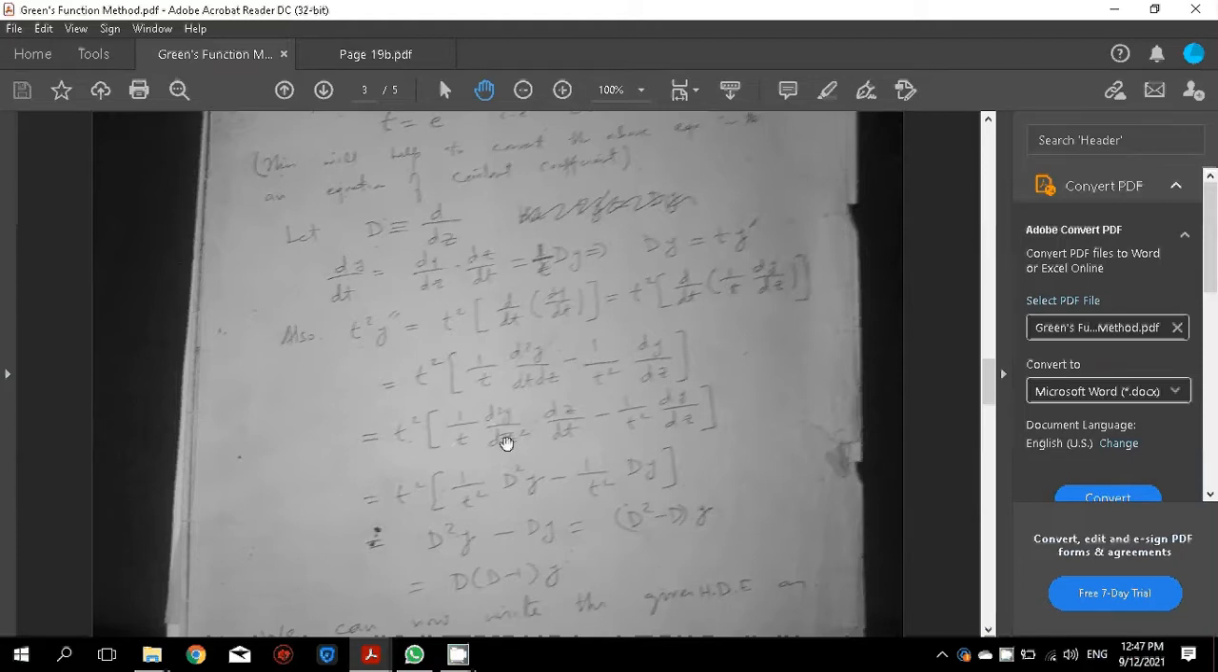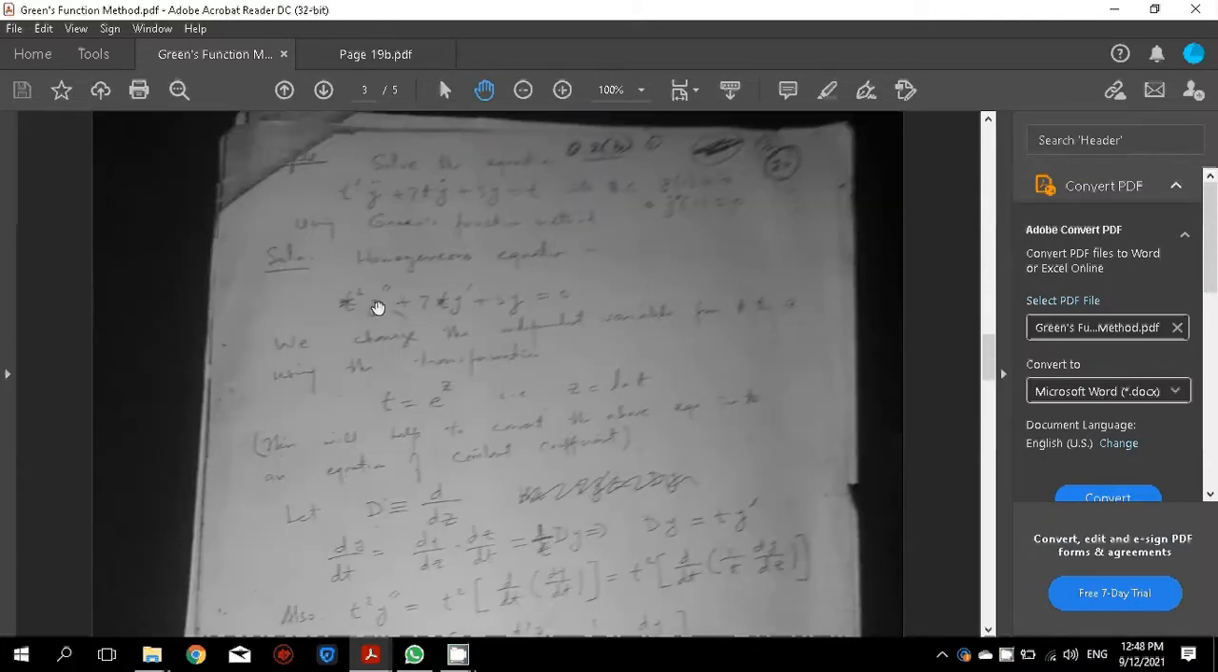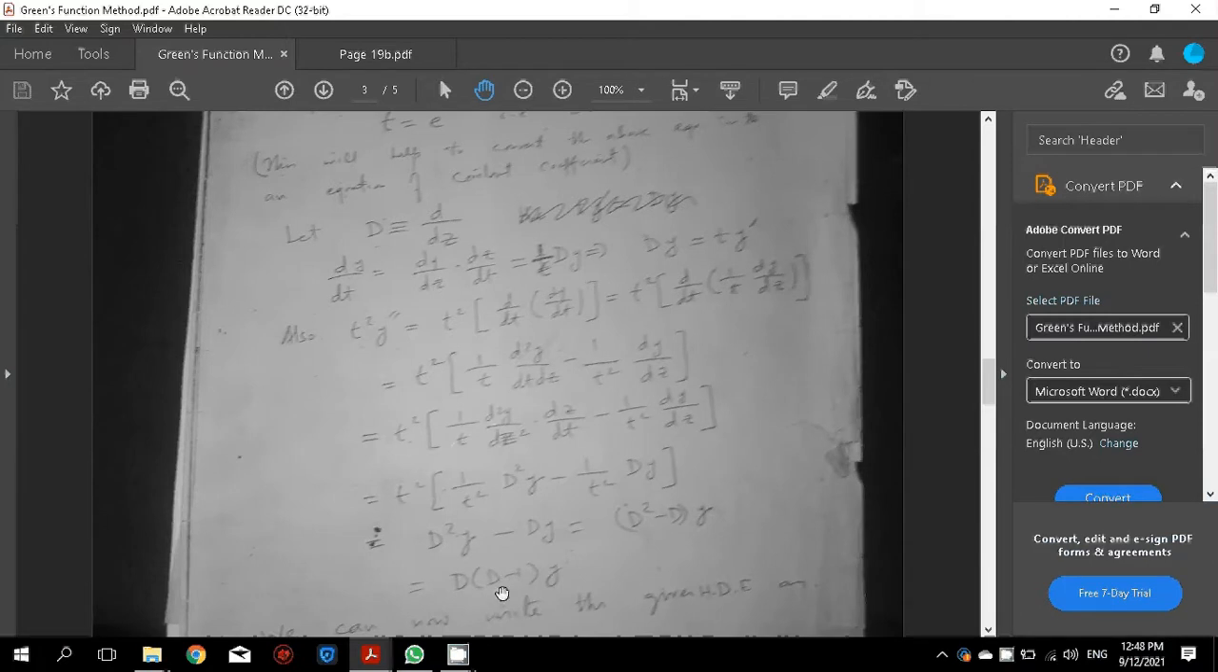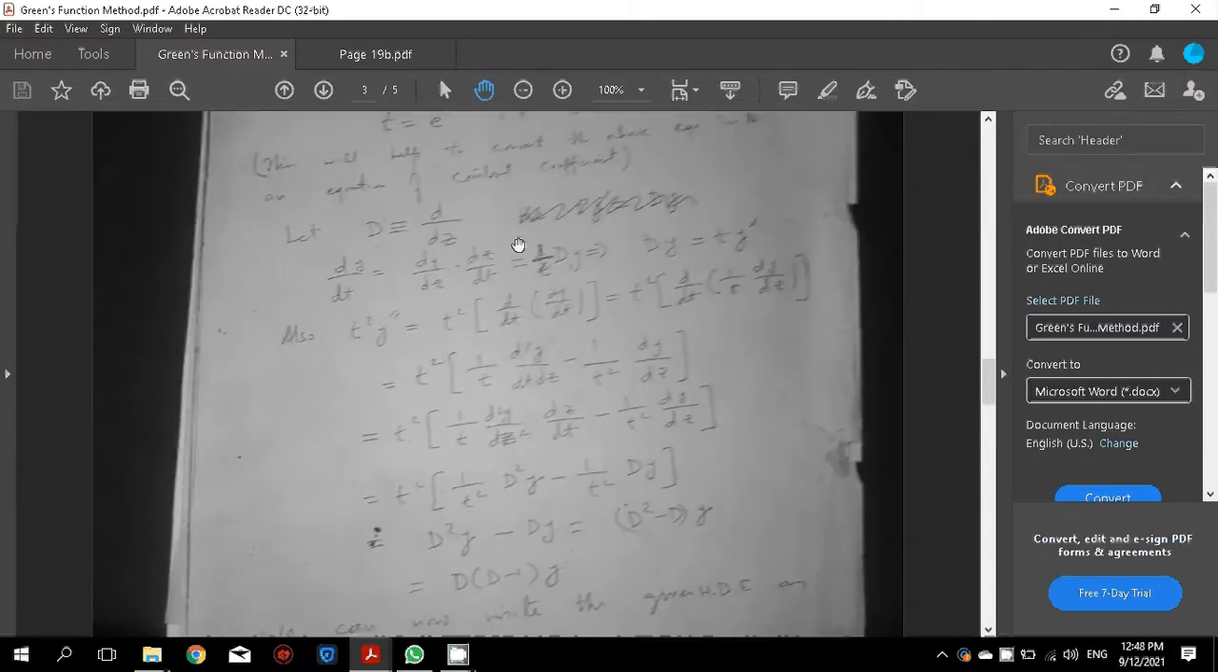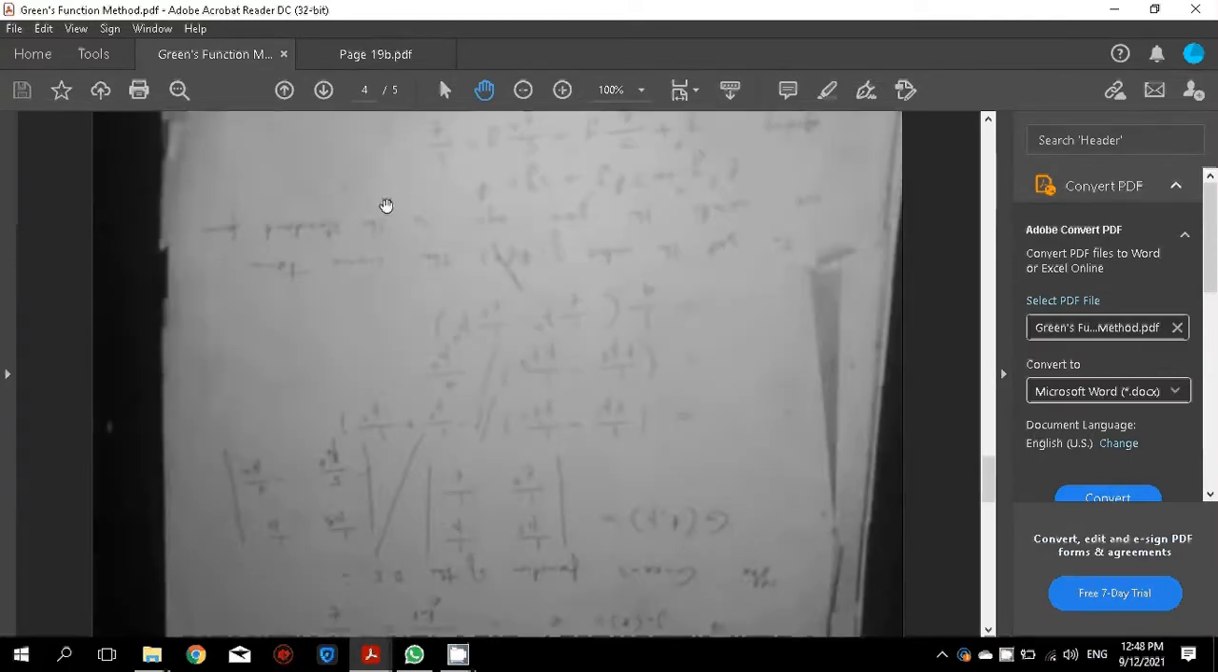and we substitute the value of the first derivative in the new variable and the second derivative in the new variable. When we go through these steps, we see that t squared y double dash, the first term of this equation, becomes equal to D(D minus 1)y. Similarly, the second term is obtained as 7Dy, and the third term remains as 5y. So when we substitute our new variable into the given differential equation, the differential equation reduces to this.